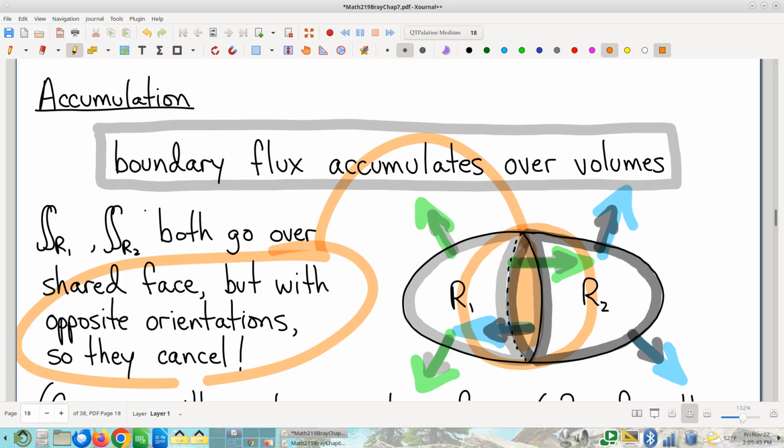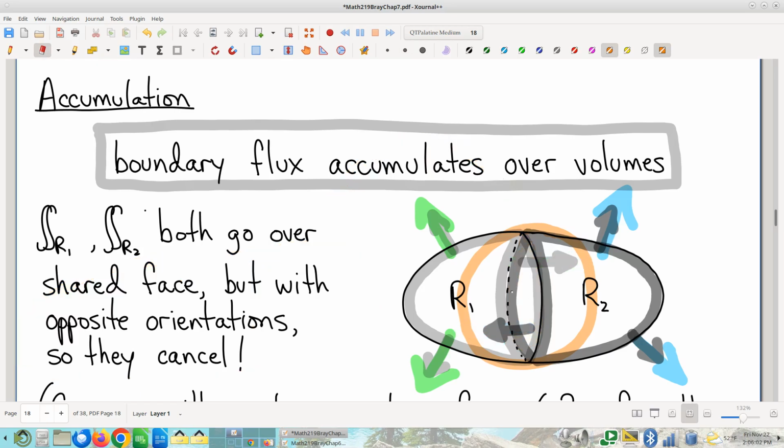I go quickly through that because, as I'm sure you've noticed, this is morally equivalent to what we've seen several times previously. It's the same sort of thing: it appears twice, opposite orientations, they cancel. It's all morally the same argument. So those disappear, and notice that what remains is, as it should be, the outward-oriented boundary flux of the whole. So the whole is the sum of the parts.